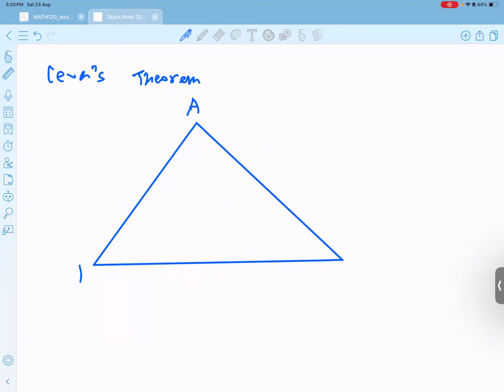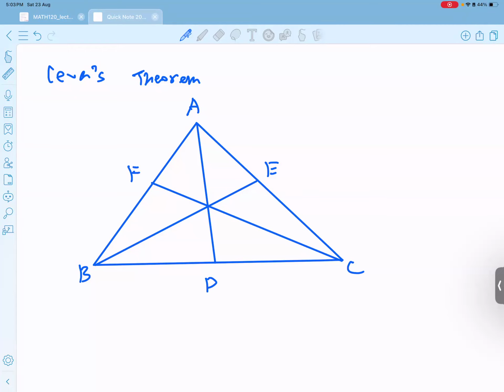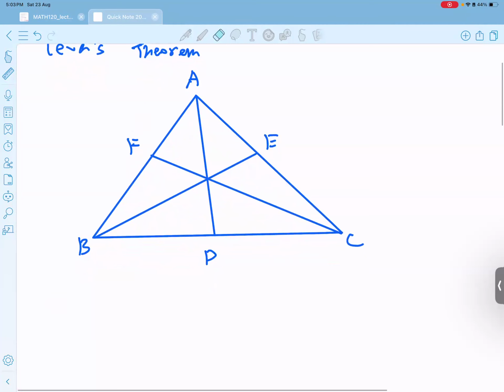Now, suppose you have a triangle ABC and you have cevians AD, BE, and CF. So cevians essentially are lines contained in a triangle. So suppose we have these cevians, then they are concurrent. So AD, BE, CF concurrent.